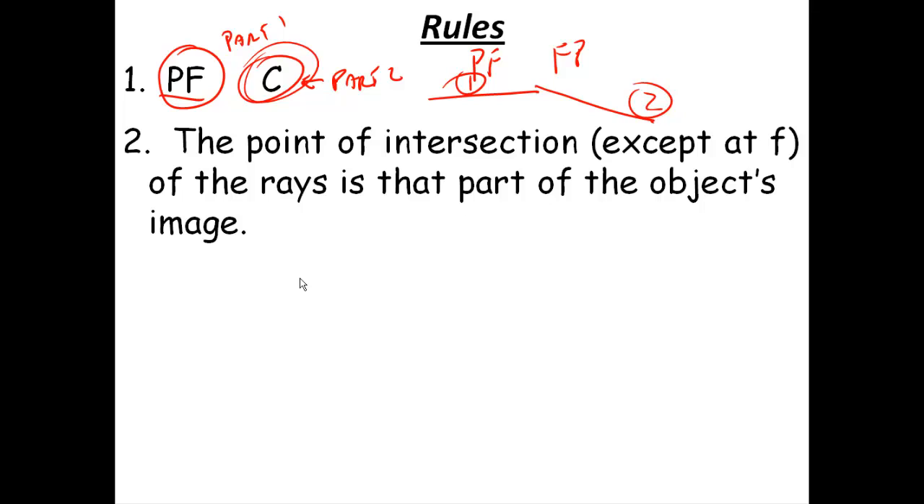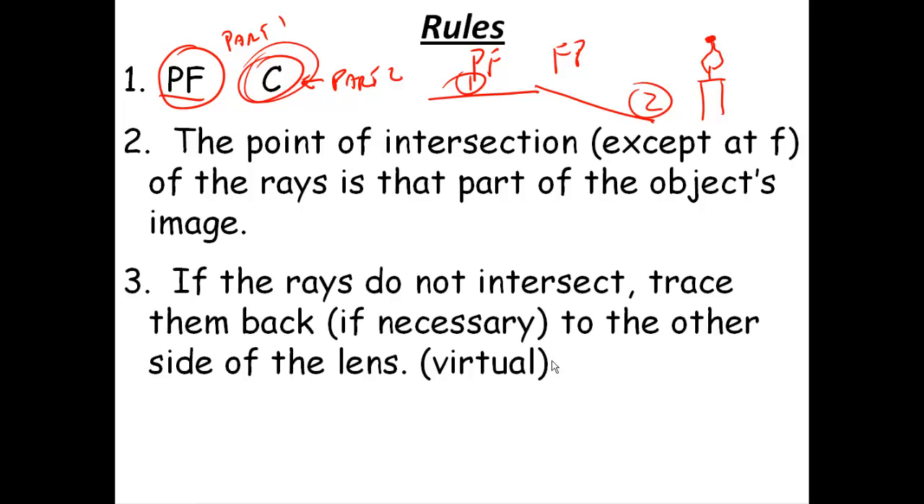Just like mirrors, the point of intersection, except at F, of course, the rays, they come together, that's that part of the object's image. So if we take, let's say, rays from a candle flame, from there we're going to find the image of that candle flame. Lastly, if they don't intersect, we have to do, as I suggested earlier, trace them backwards. Lenses are designed to let light through, and if they don't come to a focus once they go through, they're on the other side. It's a virtual type of image.